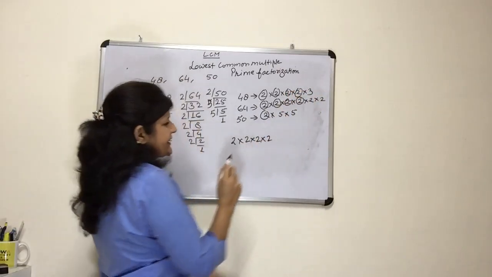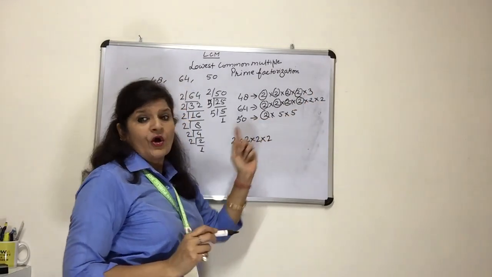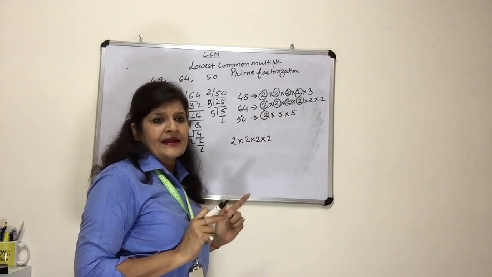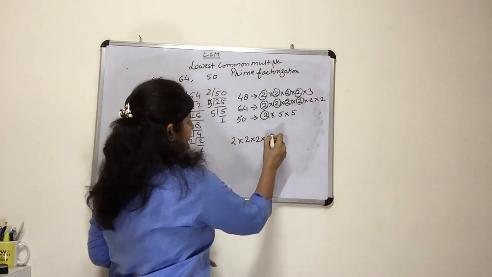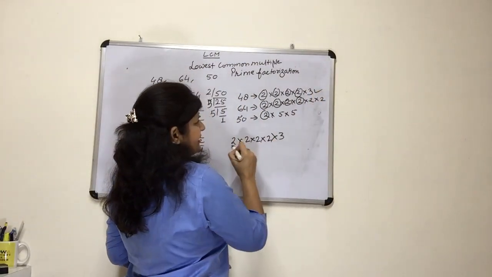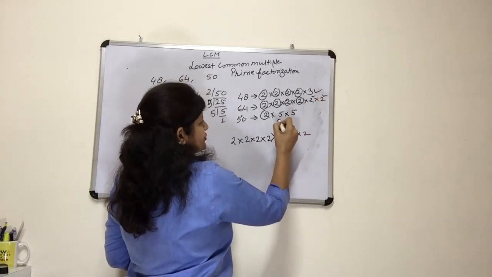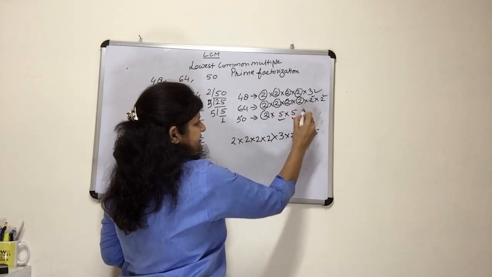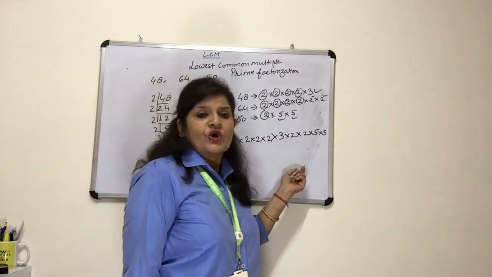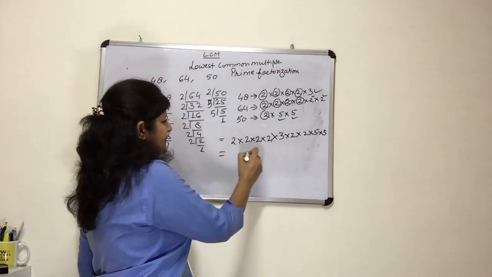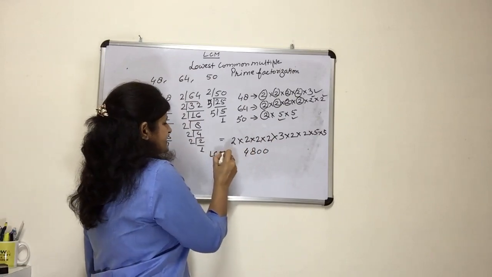Now after this, whatever has been left, that is 3, 2, 2, 5, 5, all those numbers we will write. Now see, 3 is left, so we will write 3. 2 is left, so we will write 2. This 2 is also left, we will write this 2. 5 is left, we will write 5. This 5 is left, we will write 5. And then we will multiply all these numbers. If you multiply, you will get 4800. And this is the LCM.